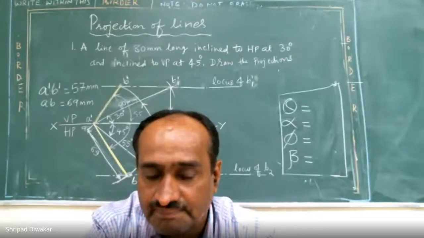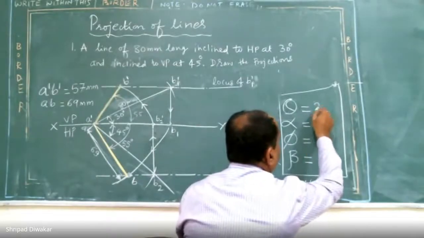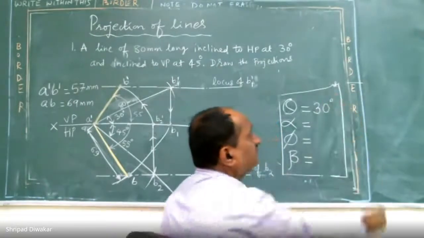True inclination of front view, sir. Correct. What is that angle? 30 degree. Correct. Theta is the true inclination of the line with respect to HP. You write it as theta. Theta equals 30 degree.